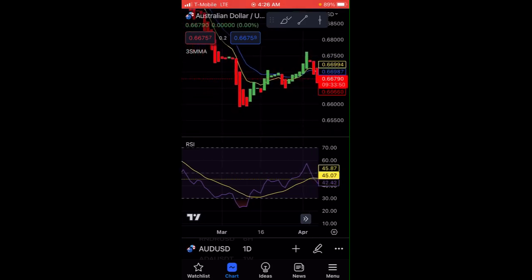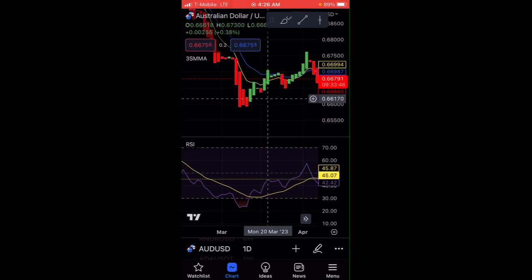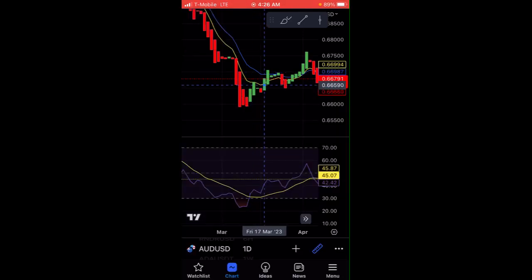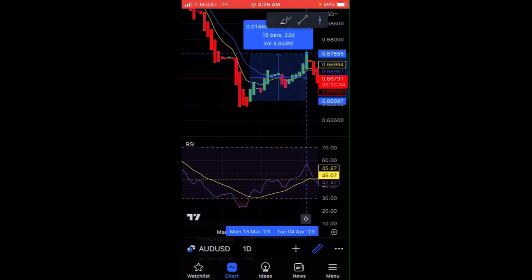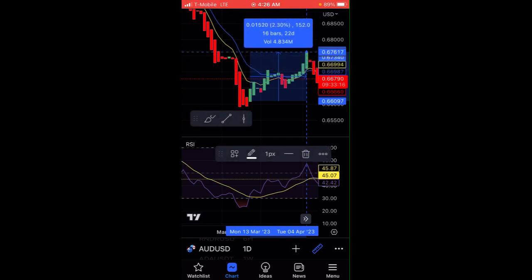So let's look for a moment when it's not in the center there. So right here's when it crosses. So let's ride that one out right here, and we just ride this out till about here. This is right before it starts going sideways. This is a 1,520 pip move in 22 days. So if you did a dollar lot size, you would have made $1,520 right there.